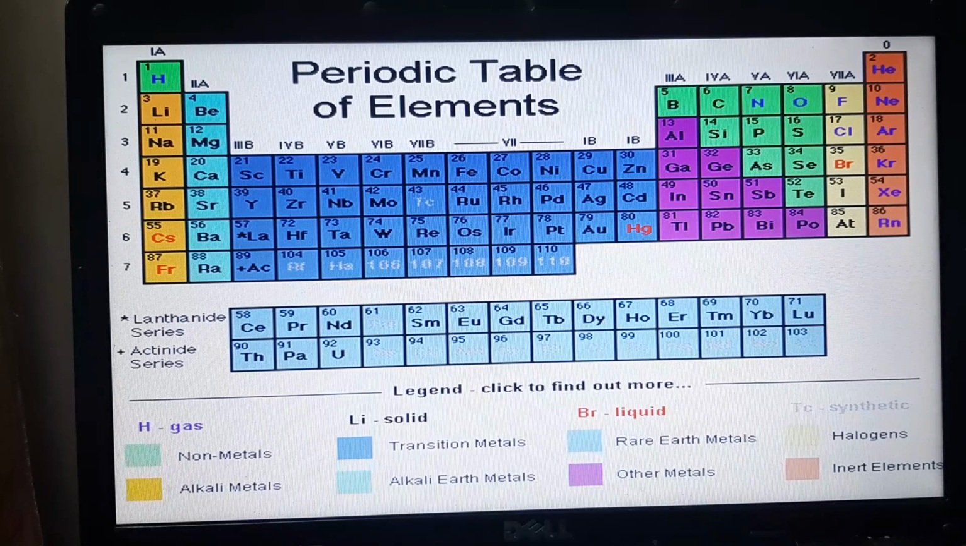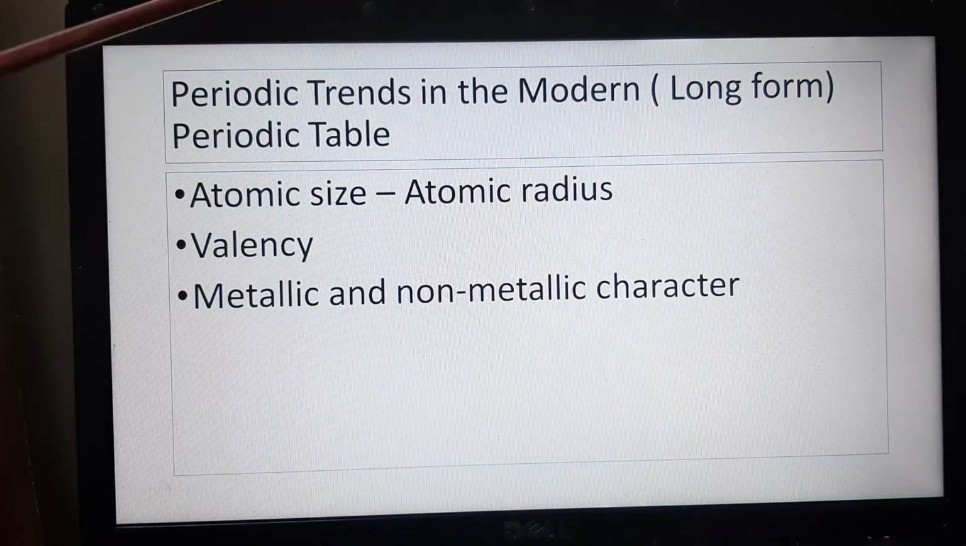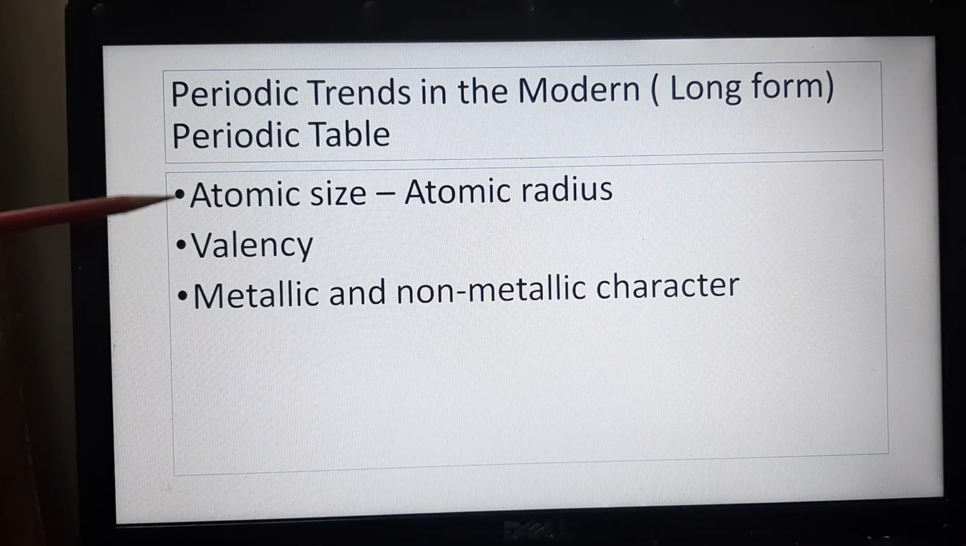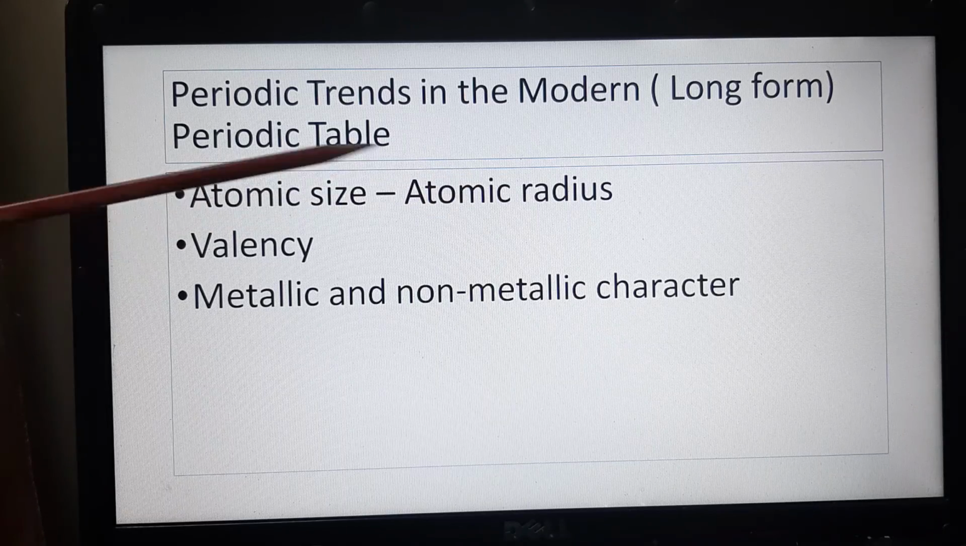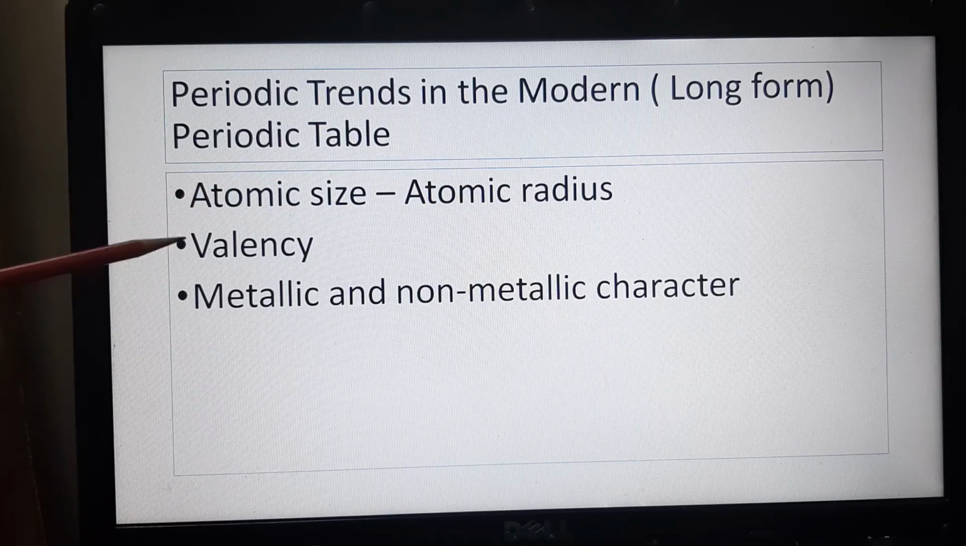Similarly, there are other trends which are also going to be studied in this lesson, and they are as follows. The trends that we will be seeing are the atomic size, that is atomic radius, valency, and metallic or non-metallic character. These three periodic trends we are going to see.